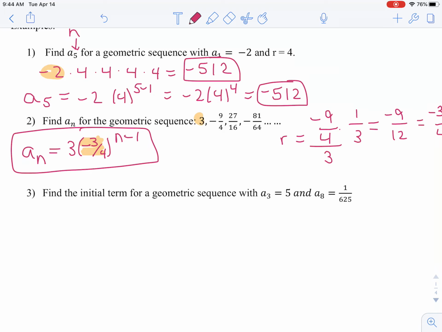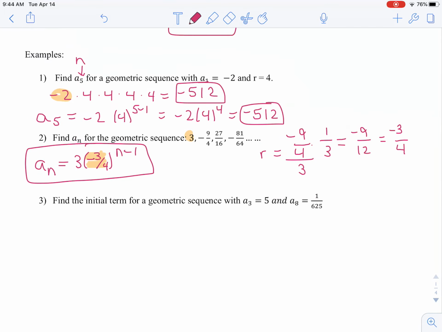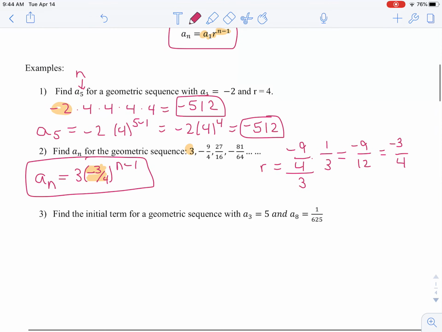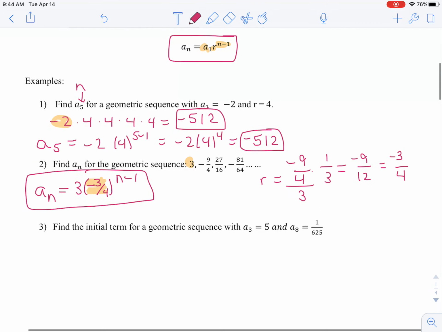Okay, next one. Find the initial term of a geometric sequence where the third term is 5 and the eighth term is 1 over 625. There are a lot of ways to do this, okay? But the biggest thing is we do need to figure out what r is. One way of doing this is a system of equations, using our a sub n formula.